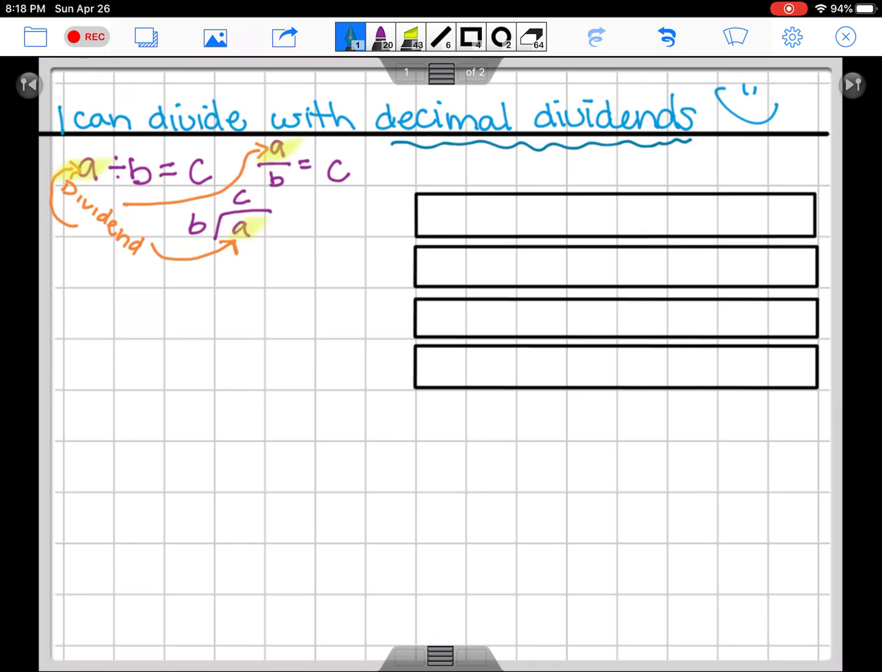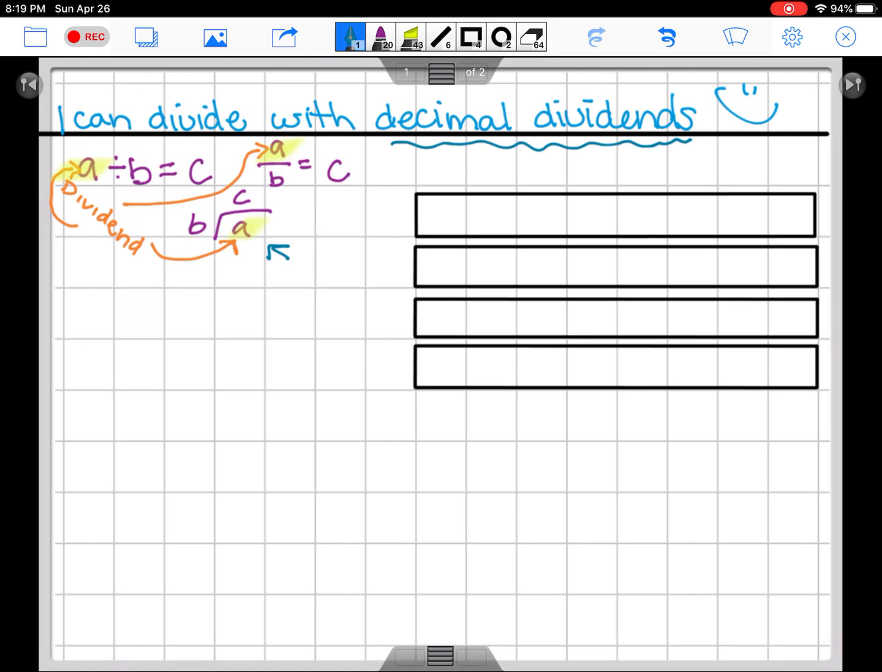So you guys know the dividend. Here it is. We've got this orange reminding us. A divided by B equals C in this writing form. The dividend is this A, and it's the first one we read. Same thing when we see it written as a fraction, A over B equals C. A is our dividend, the one we're going to read first.